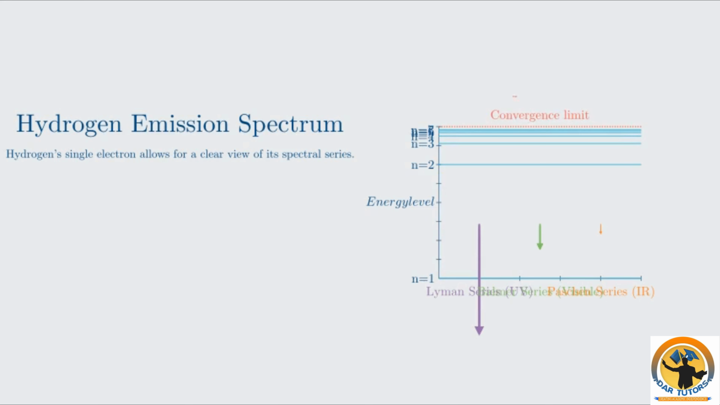This convergence limit, where the lines merge, represents the minimum energy required to completely remove an electron from the atom. This energy is known as the ionization energy. So, by studying the frequency or wavelength of this convergence limit, we can calculate the ionization energy of the atom. Let's perform a calculation to determine the ionization energy using this method.